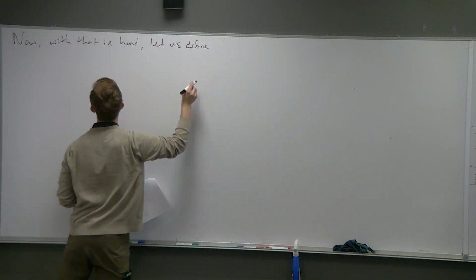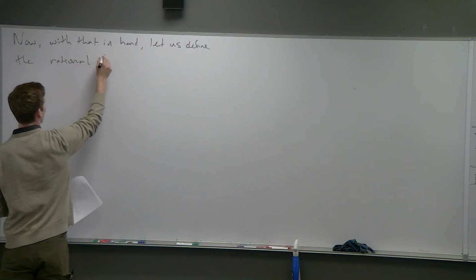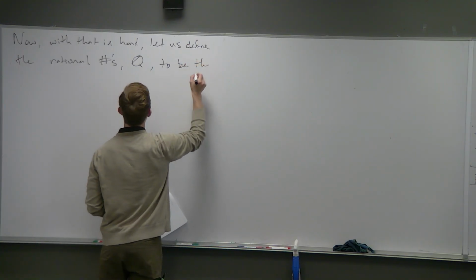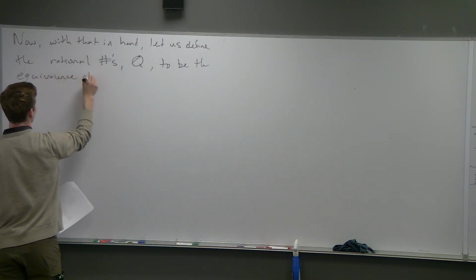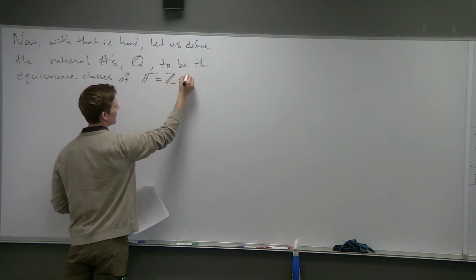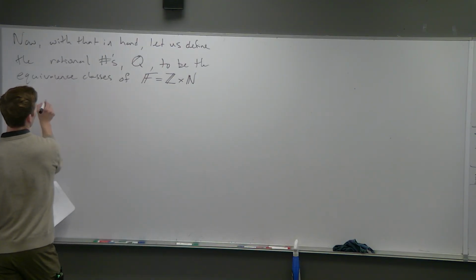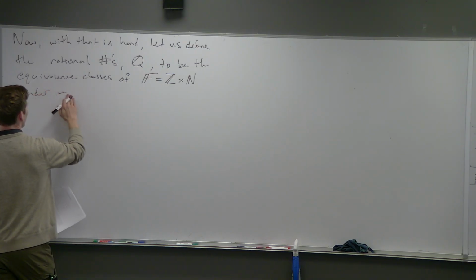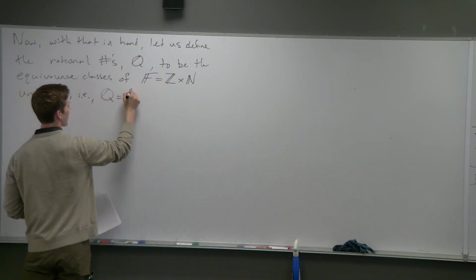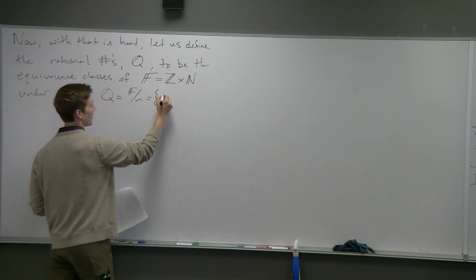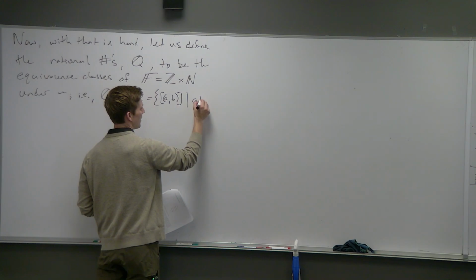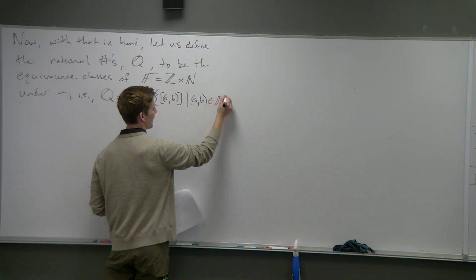So now, with that in hand, let us define the rational numbers, Q, we'll call them, to be the equivalence classes of our F here, which is, if you recall, Z cross the naturals, integers cross naturals, under the equivalence relation we have here, i.e., we'll take Q to be the set of equivalence classes [a, b] such that (a, b) is in F.